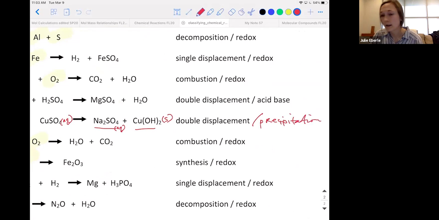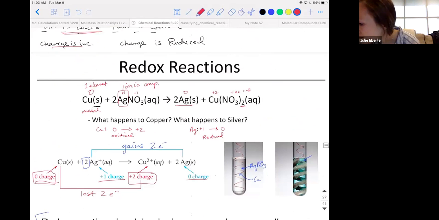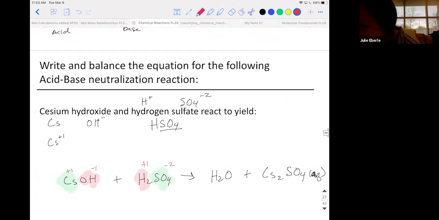Because you get a solid. Question: if something forms a precipitate, if one of the things is on the chart and one isn't. Claire, yeah, if... no, Claire, if... where's my chart? It went away from it.